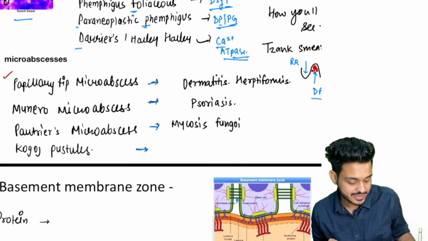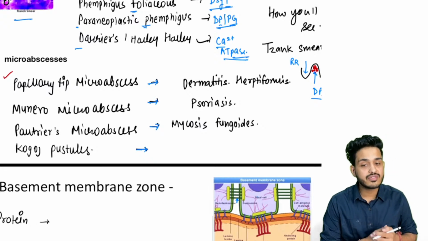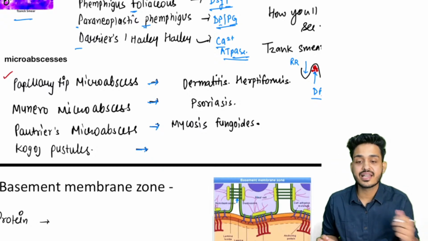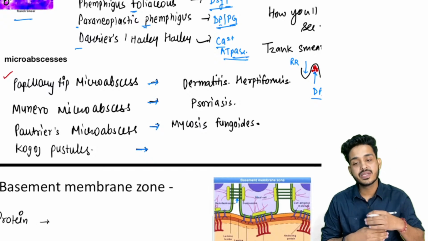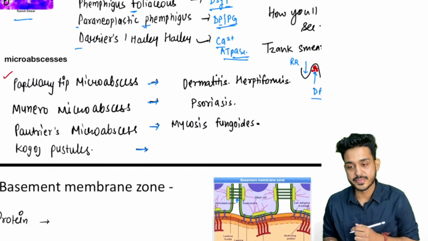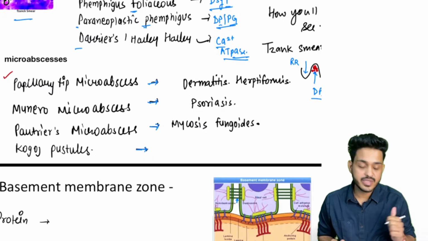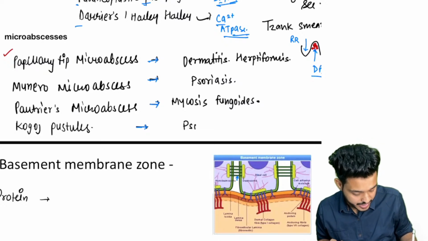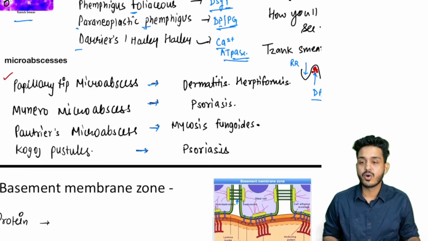Mycosis fungoides is not a fungal infection. नाम से लग रहा है it is a fungal infection, but it is not. It is a cutaneous T cell lymphoma. It is a cancer. Epidermotropism होता है, it will be coming towards the epidermis. So that is Potterier's microabscess. Okay, Kogoj's pustules. I will be showing you the images and telling you कैसे होगा. Kogoj's pustules will also be found in psoriasis. These are the important points.